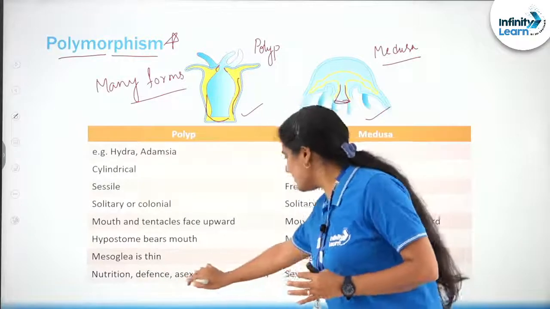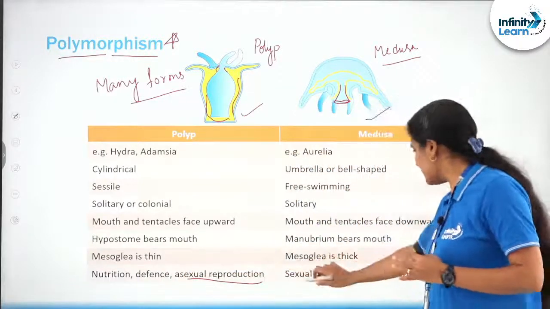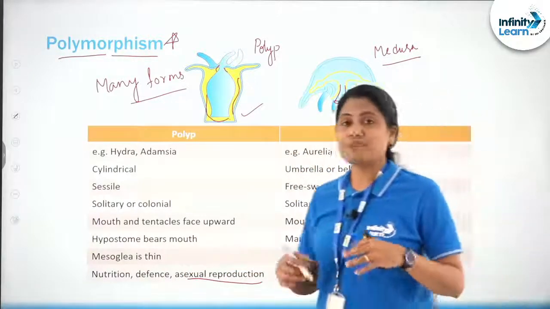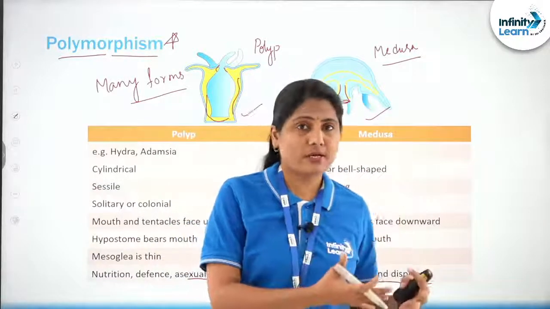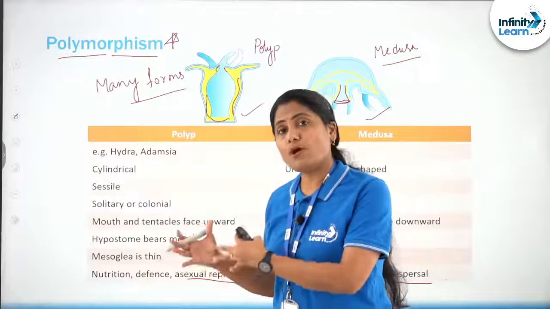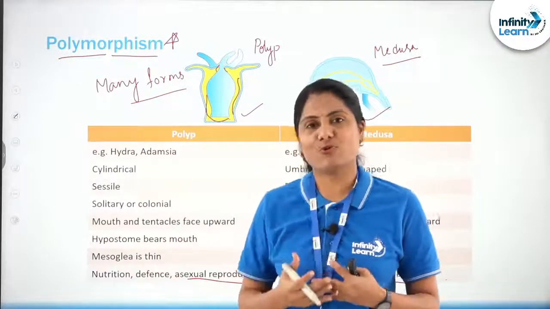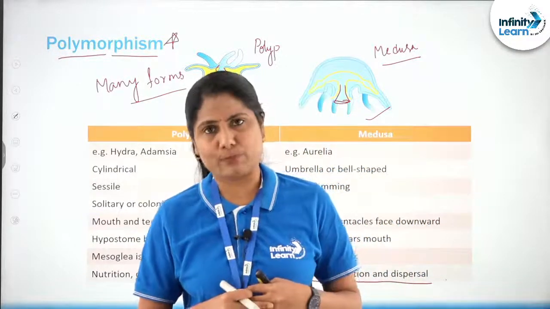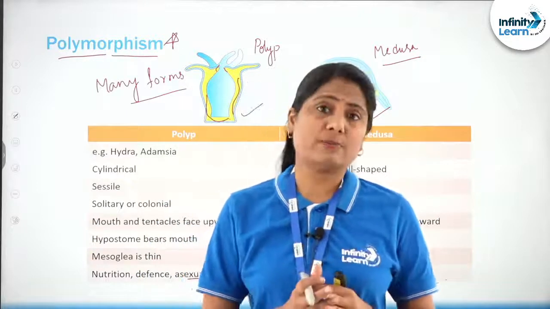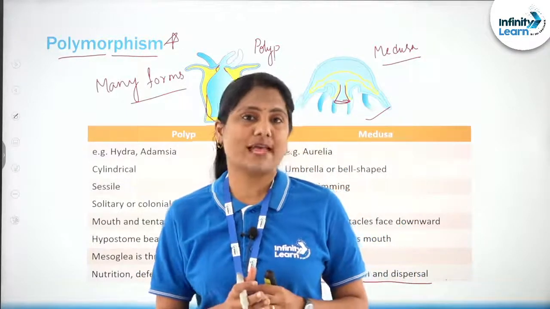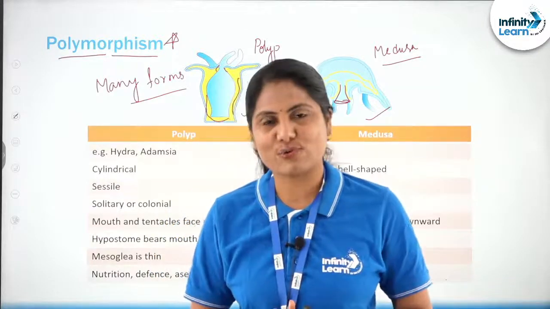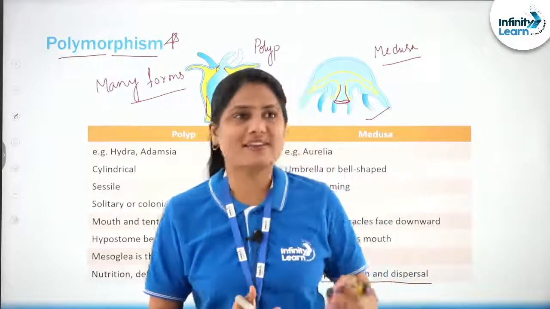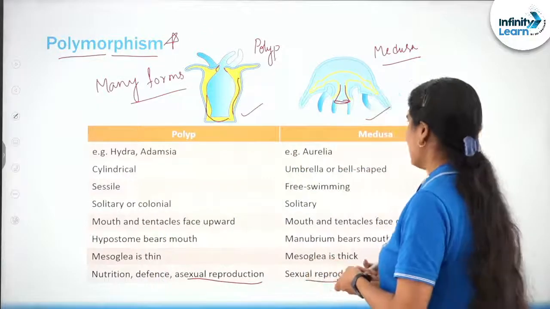Nutrition, defense, asexual reproduction, sexual reproduction, and dispersal are observed in them. The medusa forms usually undergo sexual reproduction. On the other hand, the polyp forms usually undergo asexual reproduction. Take home point from the slide, understand that these organisms exist in many forms, which is what is referred to as, you got that right, polymorphism, right?